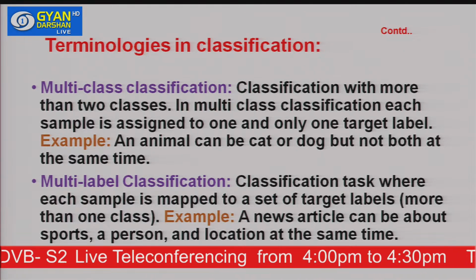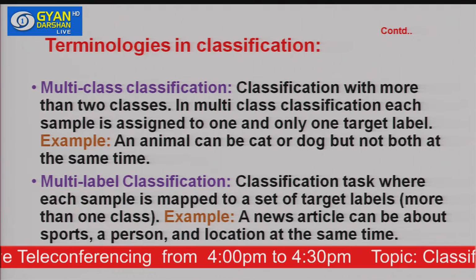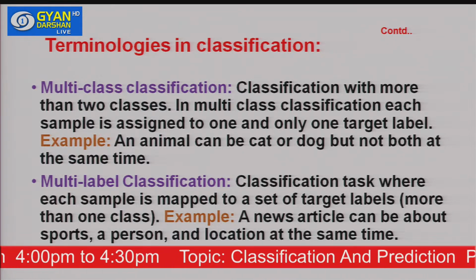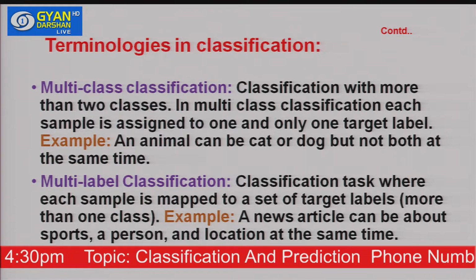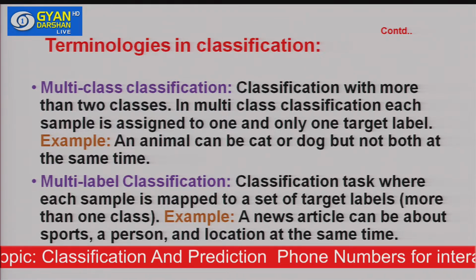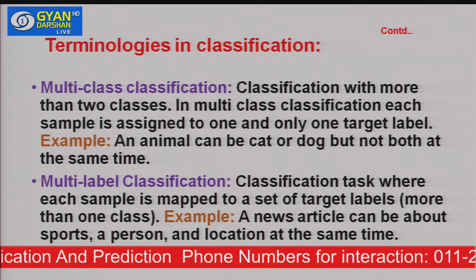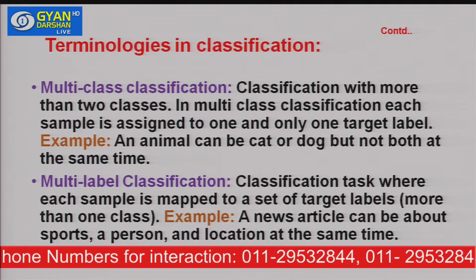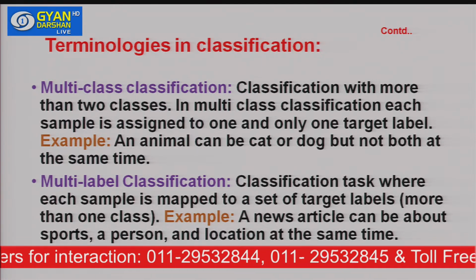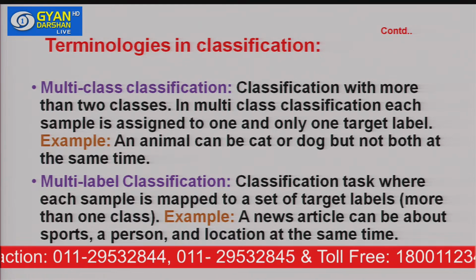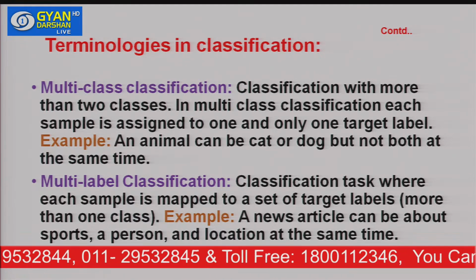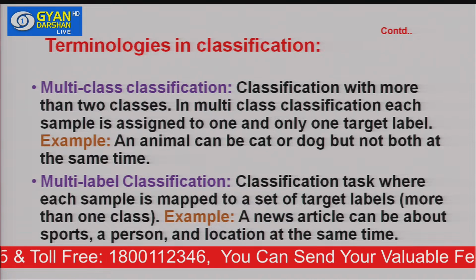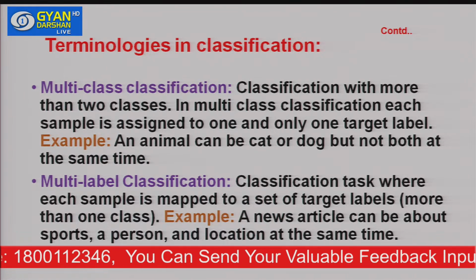That means you have multiple classes, and in multi-class classification each sample is assigned to one and only one target label, right? Based on this, you give these data sets to the machine for training, and once your system is trained, you are always going to predict with the system here. So an animal can be a cat or a dog, but not both at the same time. That is the example of multi-class classification we have given. That means each sample has to be assigned to only one target label.